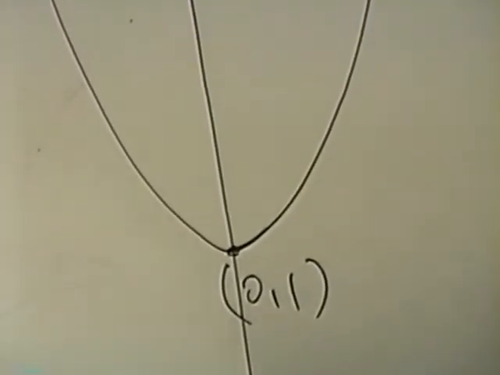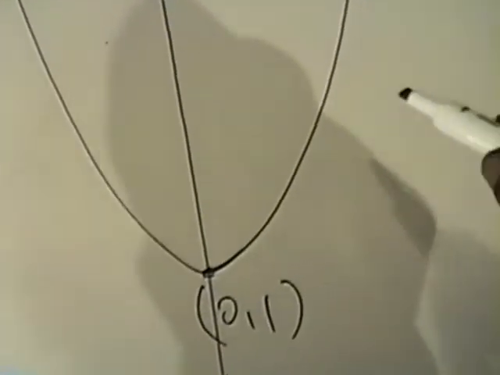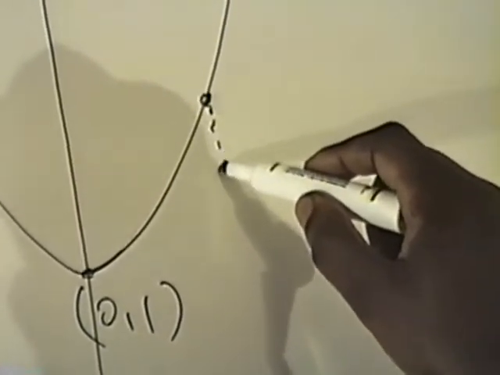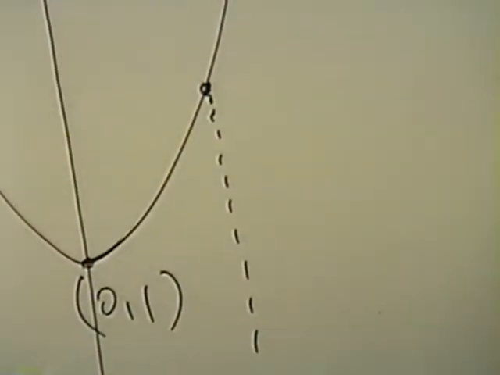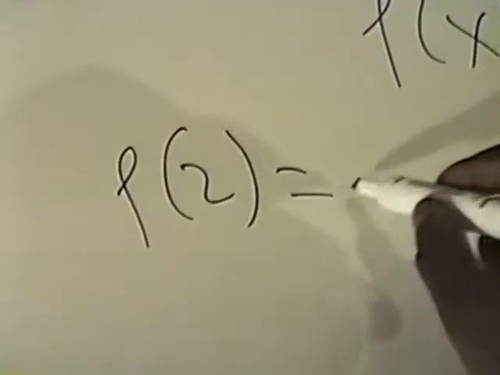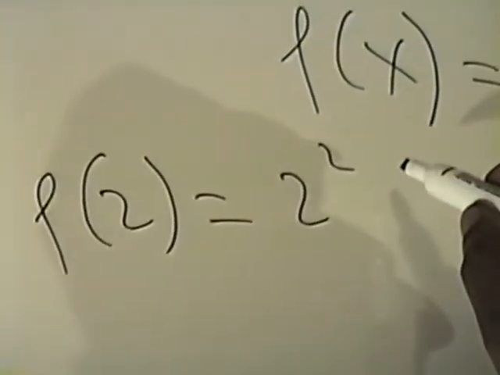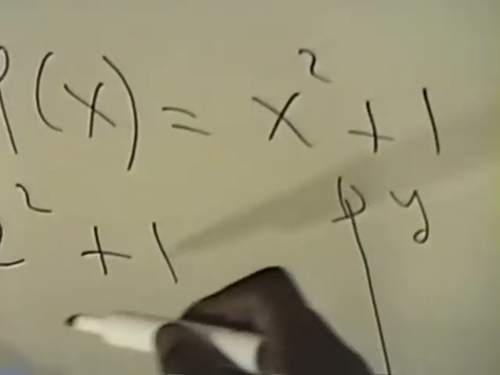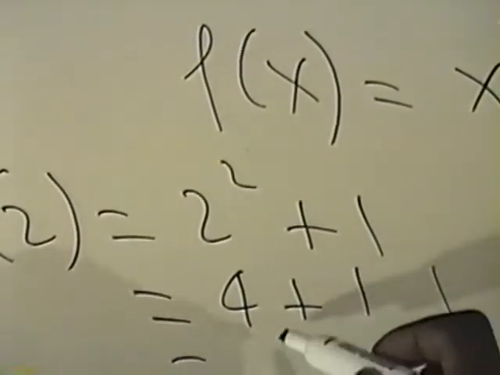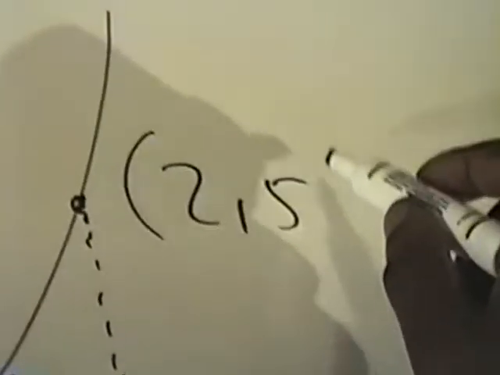Suppose we choose an arbitrary point. Let's say this point here, let's call it point 2, which means that when x is equal to 2, y is equal to 2 raised to the second power plus 1, which is equal to 4 plus 1, which gives us 5. So this arbitrary point that we have chosen is (2, 5).